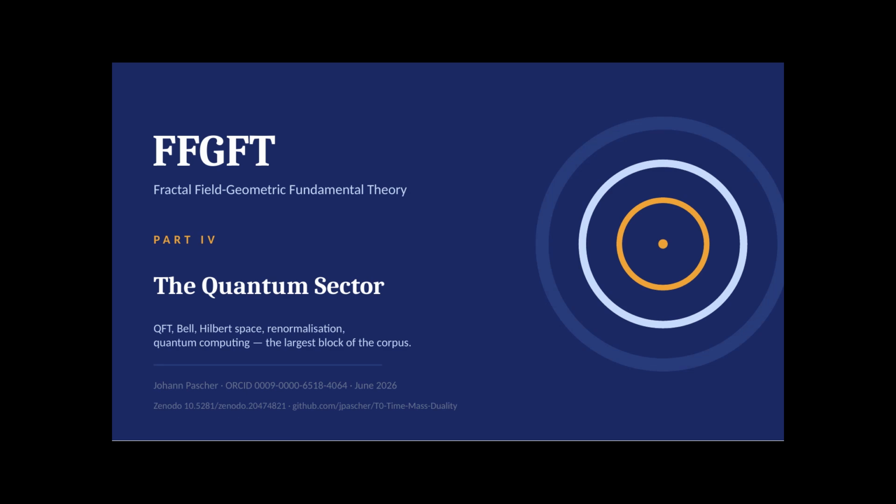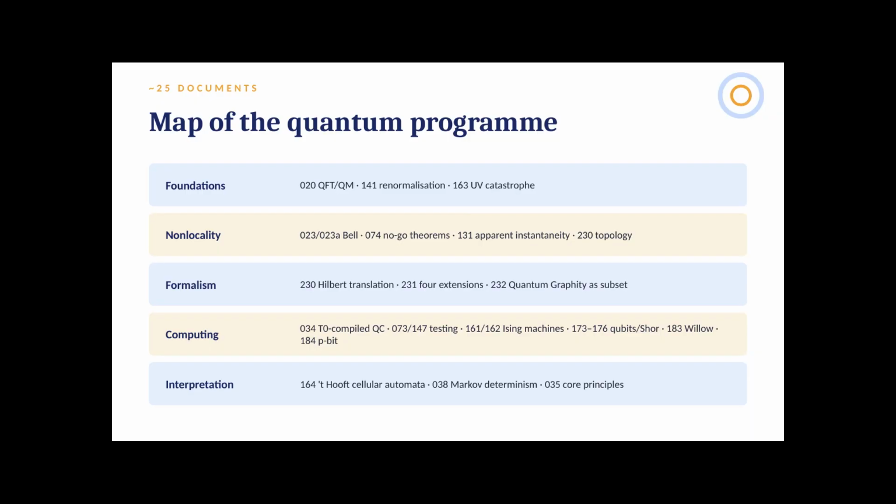Slide 33. Part 4. And this is the big one. Quantum field theory, Bell's theorem, Hilbert space, renormalization, even quantum computing. It's the largest block of the whole corpus, and it's where the theory really has to prove it can speak fluent quantum mechanics.